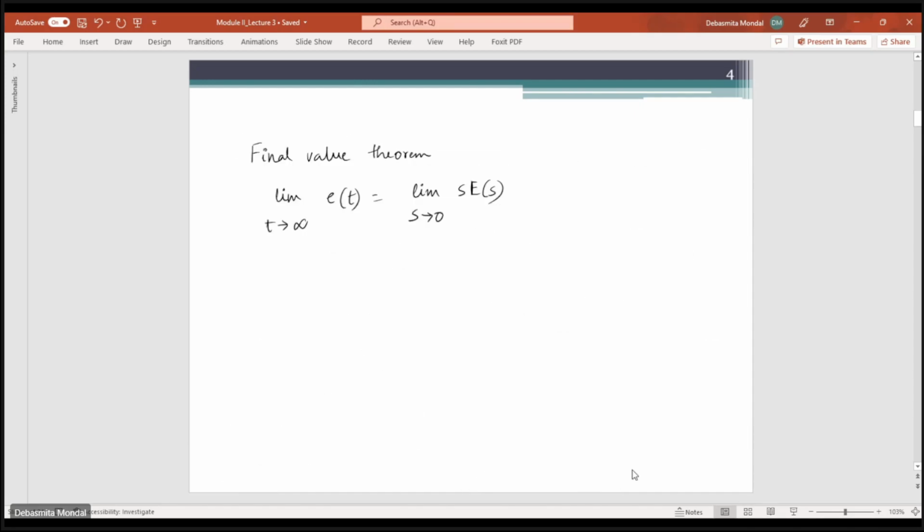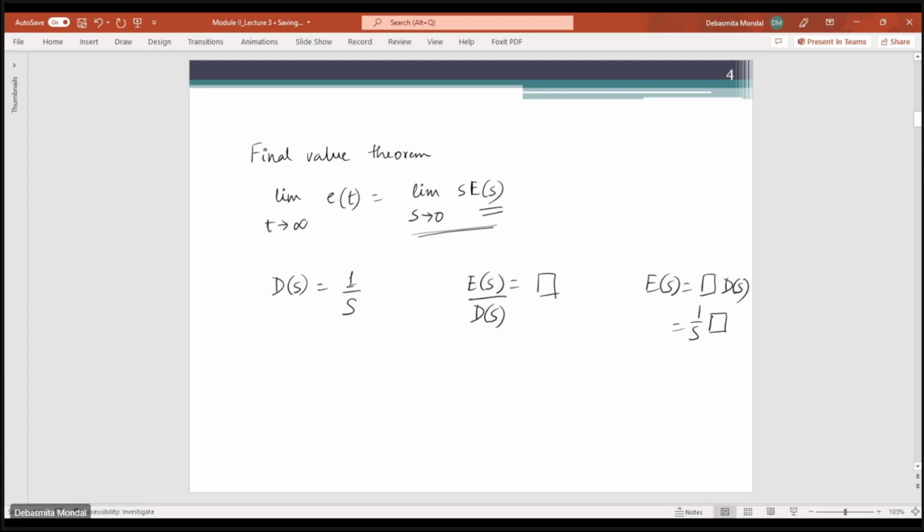So unit step means DS will be equal to 1 by S. That means your value of ES will be nothing but, if you know ES by DS equals to some value, then ES will be equal to that value into DS, which is 1 by S into whatever value you have already got. Here you see that since you know the value of ES, it will be easier for you to use the second part of the right hand side of this final value theorem in order to find the steady state value of this error.